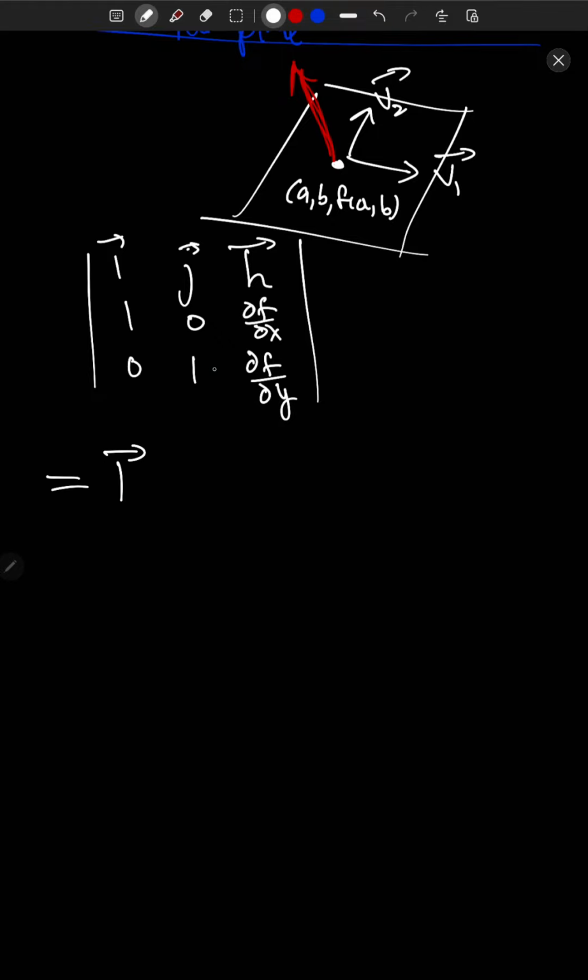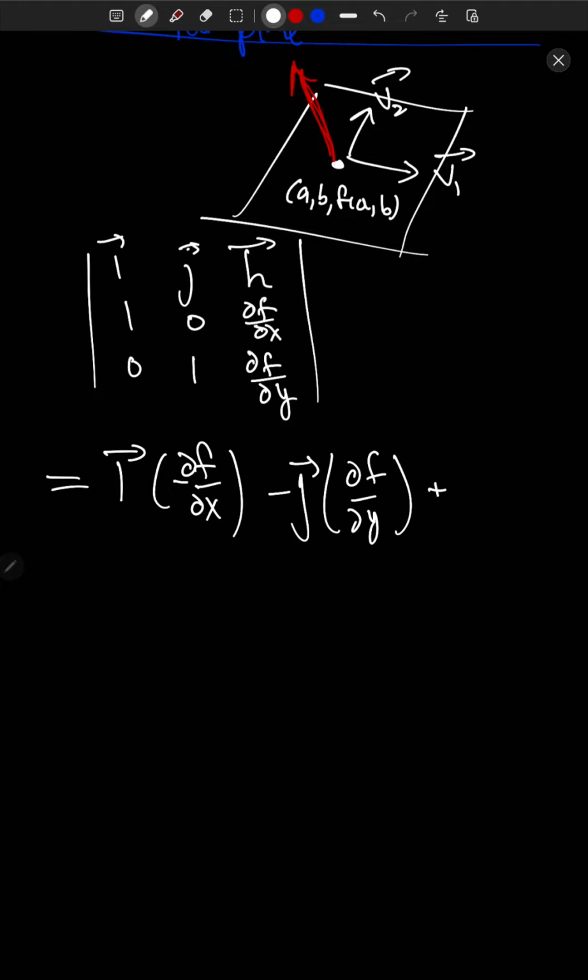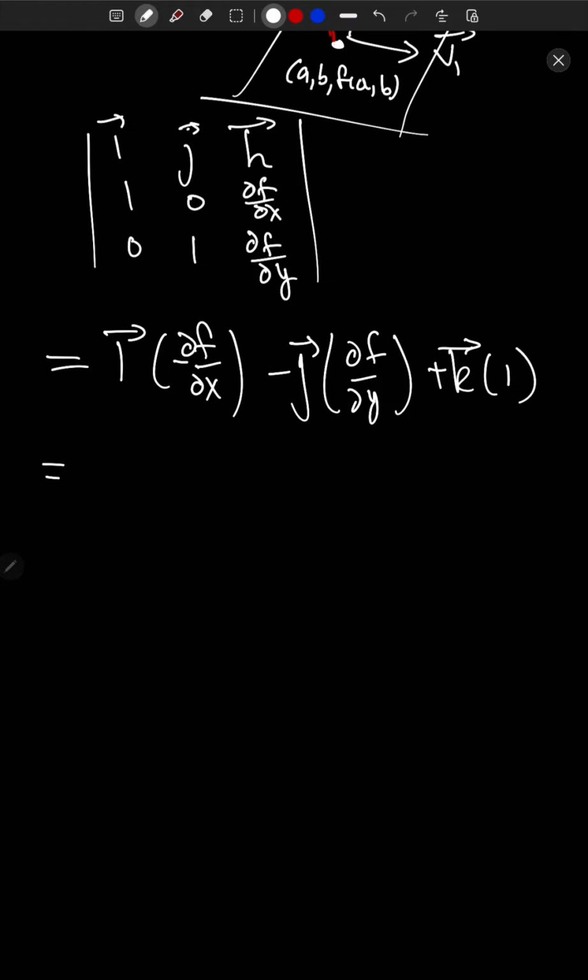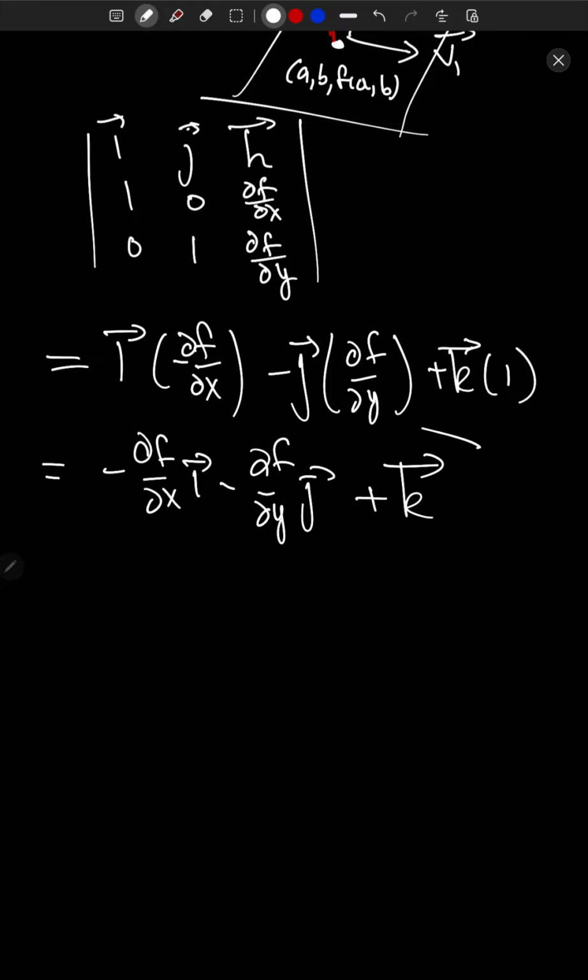This is going to be i times minus ∂f/∂x at (a, b), minus j times ∂f/∂y, and then plus k times 1. So ultimately, this is minus ∂f/∂x i, minus ∂f/∂y j, plus k. So that vector is normal to my plane. This is my n.